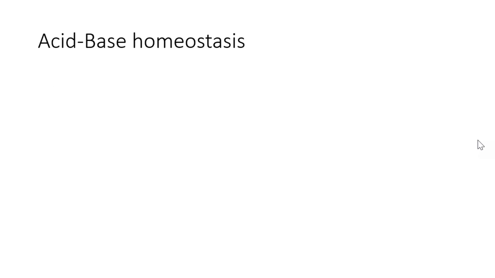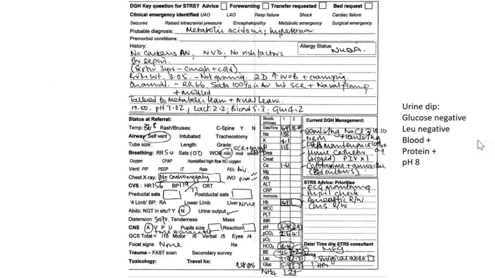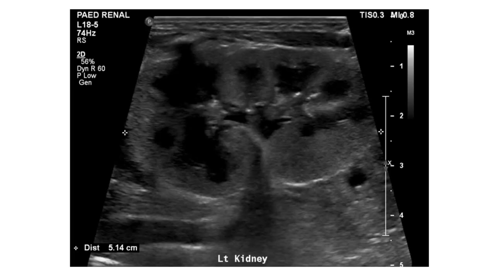So in this particular case, should we calculate the anion gap? Let's have a look. Can anyone calculate it for me? We've got sodium 138, and the chloride is 118, and the bicarb is 4.4. So I've got an anion gap of about 16. 15.6 exactly, yeah. So we'd say this is a normal anion gap metabolic acidosis, as opposed to an elevated anion gap metabolic acidosis.